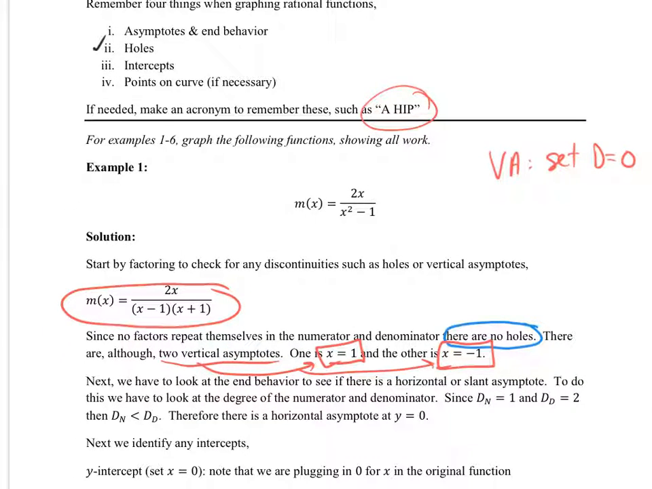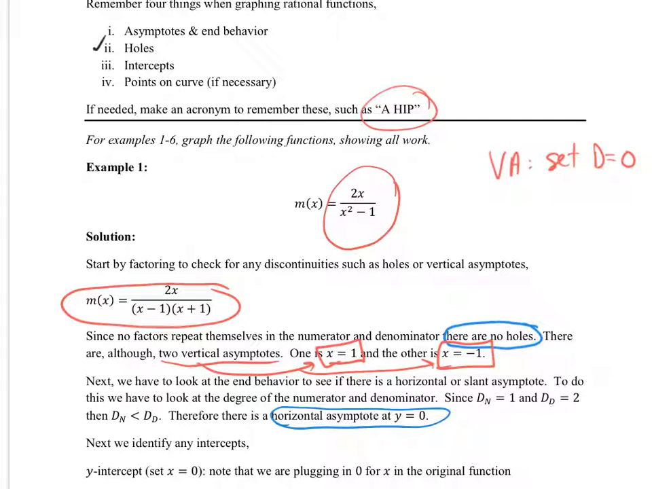Then I look for the horizontal. And for the horizontal, I compare the degrees. So go back to the original if you want. The original has a lower degree in the numerator than the denominator. So by default, what's the horizontal asymptote going to be if the numerator is less? Y equals 0. Okay, y equals 0, and that's right here.